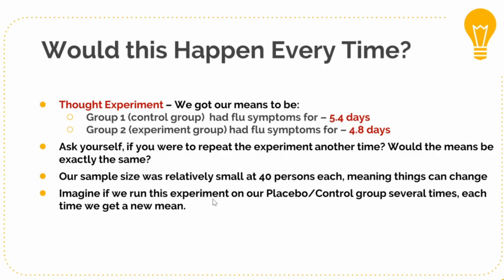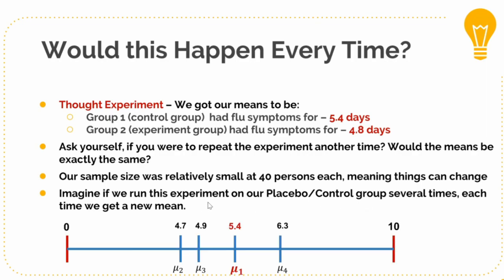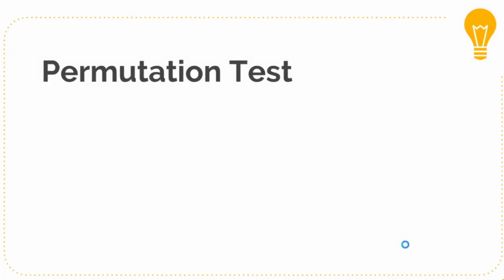So imagine if we ran this experiment on our placebo control group several times, and each time we got a new mean. This was our first mean. Now imagine we did it in future, and we get this, this, and this. It can actually happen because every time we run an experiment, because of random variation, our means are going to be somewhat different.